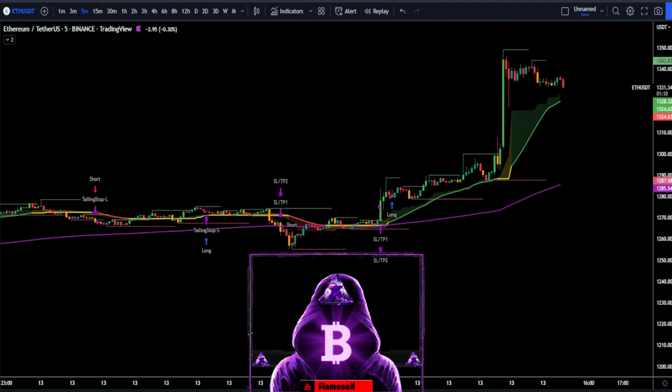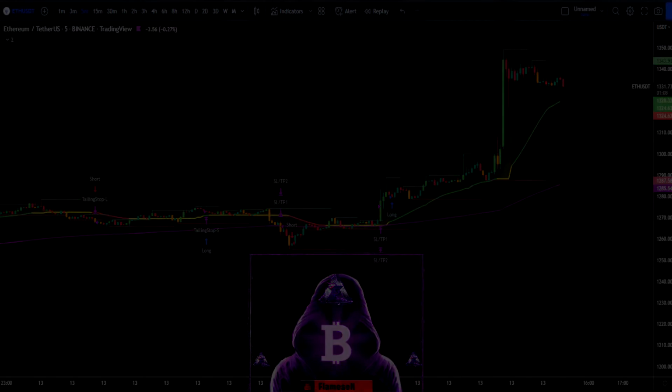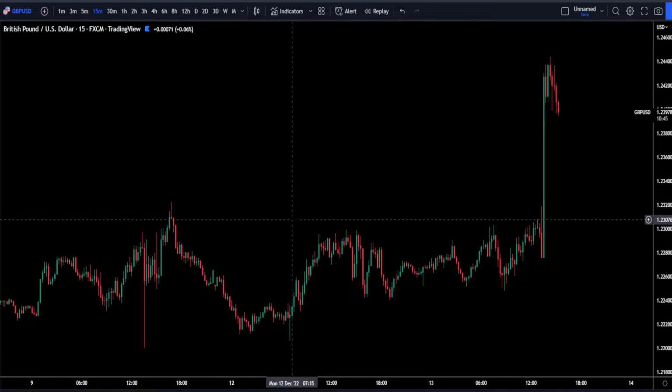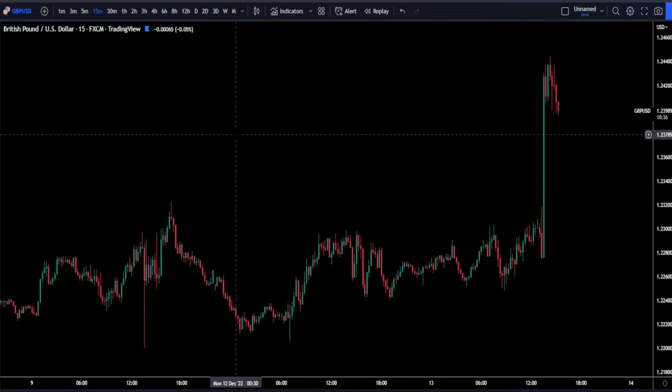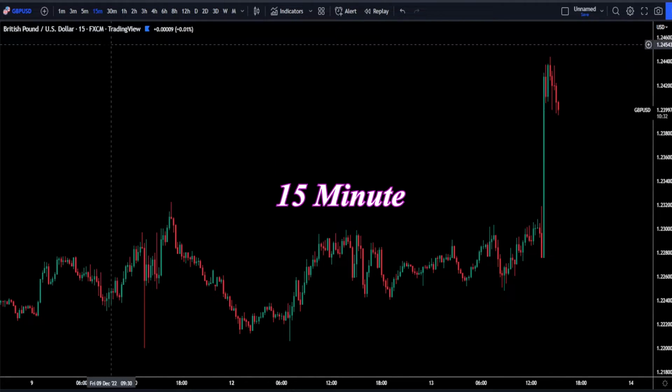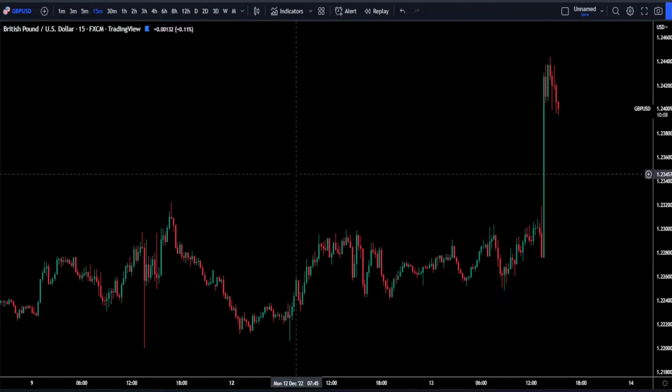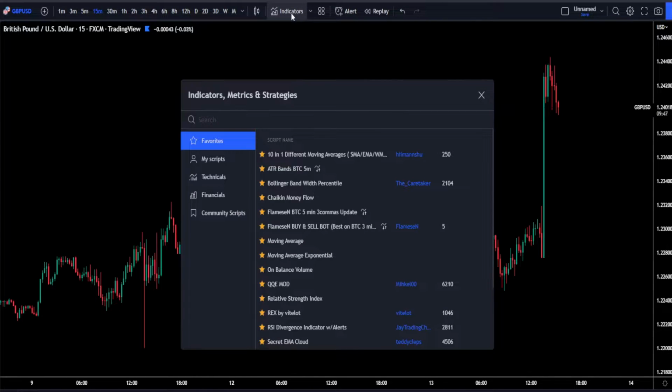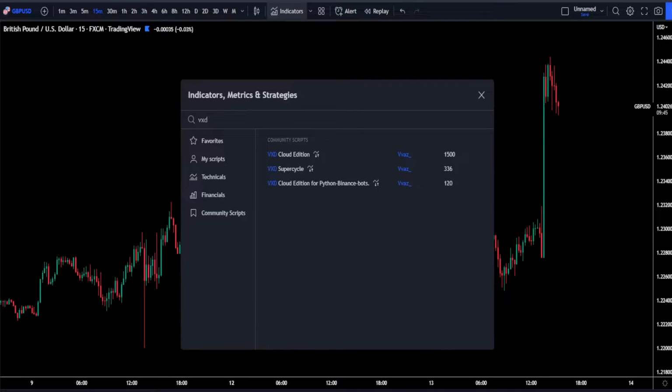Now, without further ado, let's get into it. Okay, so first you need to navigate over to TradingView.com, and we're currently looking at the price of GBP versus USDT on the 15-minute time frame. The indicator we're going to be building a strategy around today is called VXD. So navigate up to our indicators tab and search for VXD Cloud Edition by VAZ.